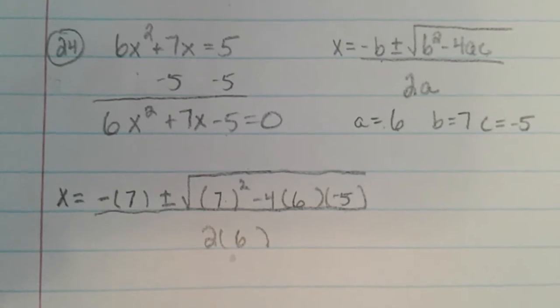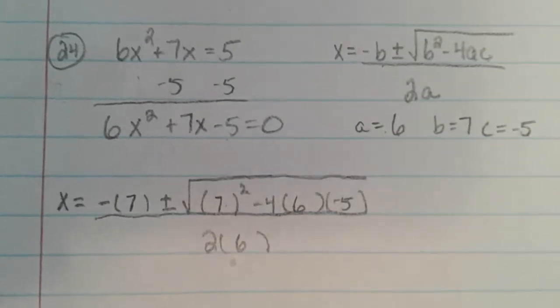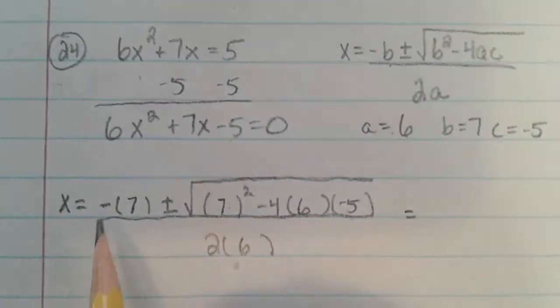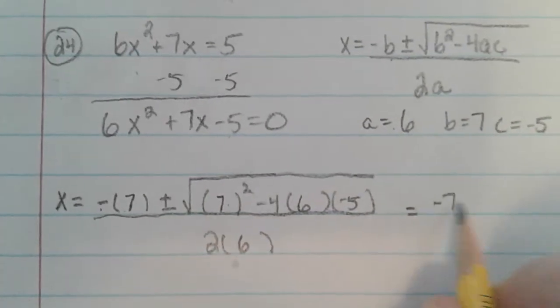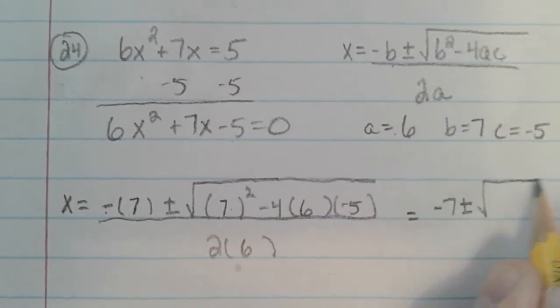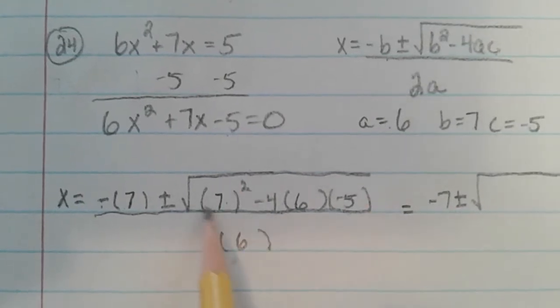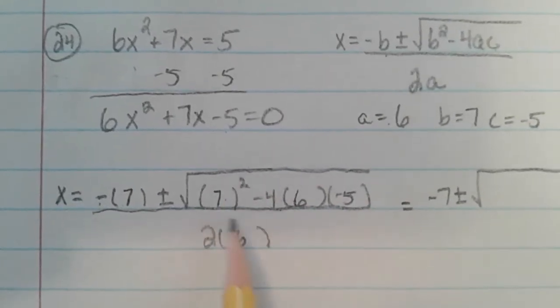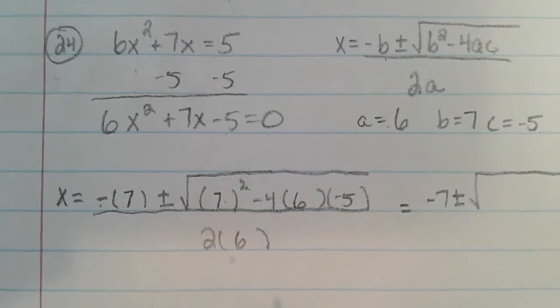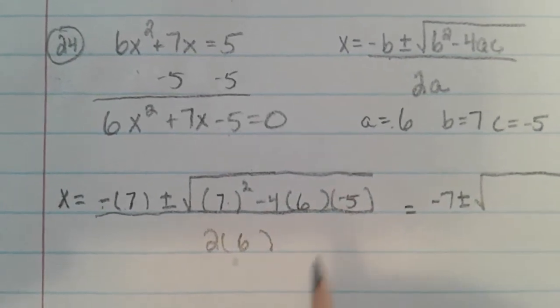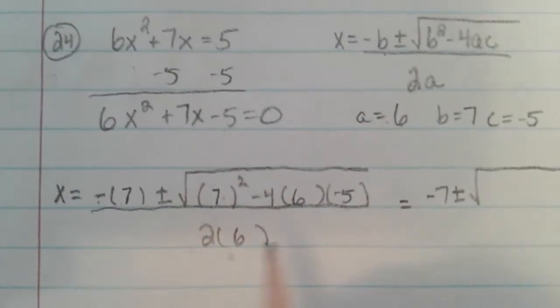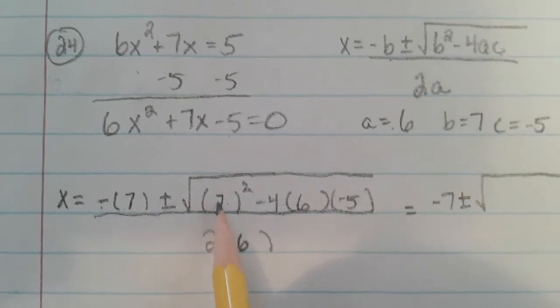Okay, so now I'm going to simplify this a little bit. Okay, up front, negative 7. I'm just going to drop the parentheses. That's negative 7, plus or minus. Now, if you're using a scientific calculator, graph calculator, as long as you use parentheses, you can type everything under the square root at once. Don't type the square root. Just type everything in underneath the square root. If you're doing this by hand, that's fine as well.